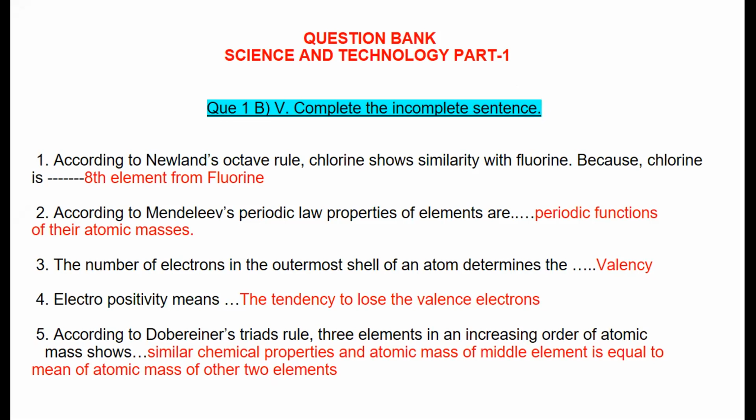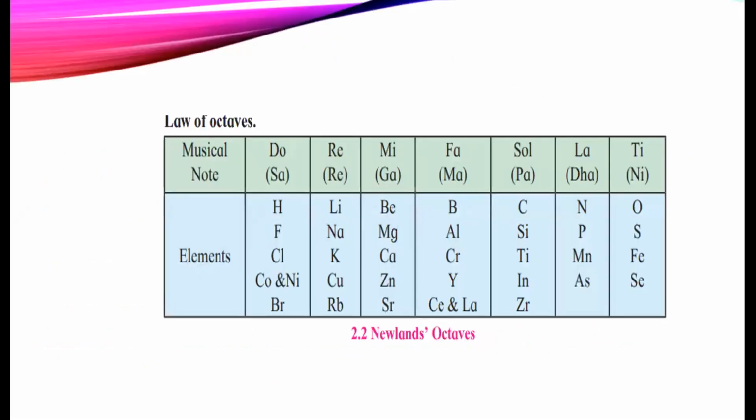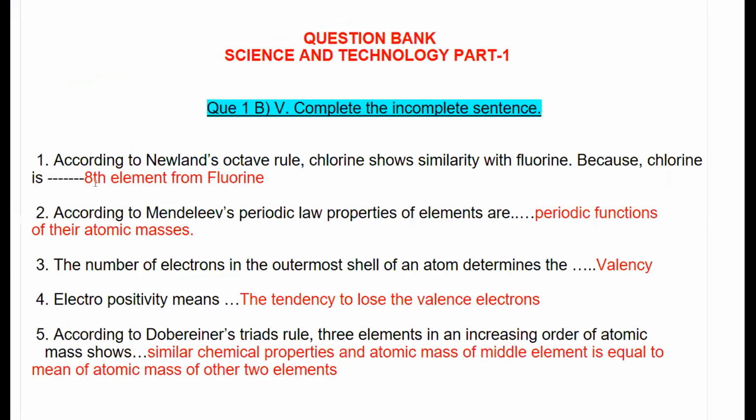We know that Newland arranged elements in the increasing order of atomic mass, and he found that every 8th element shows similarity to the first one. So from fluorine, if you count 1, 2, 3, 4, 5, 6, 7, 8, chlorine is the 8th element from fluorine. So chlorine shows properties similar to that of fluorine. Next question is, according to Mendeleev's periodic law, properties of elements are dash.